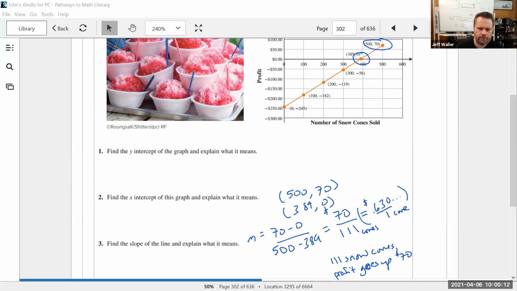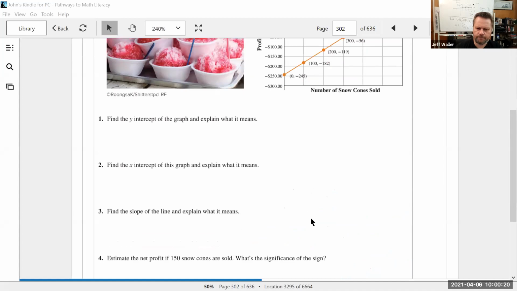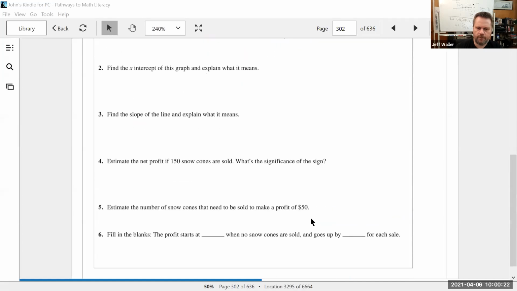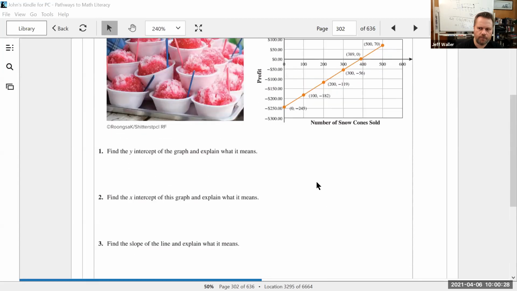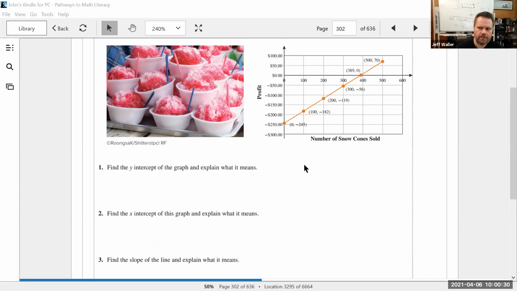All right, let me clear this away. Somebody keep that written down somewhere. Let's see, clear all this away. It's going to go away, bam. All right, estimate the profit if 150 snow cones are sold. So we can do that pretty simply. If I sell 150 snow cones, how would you estimate the profit?